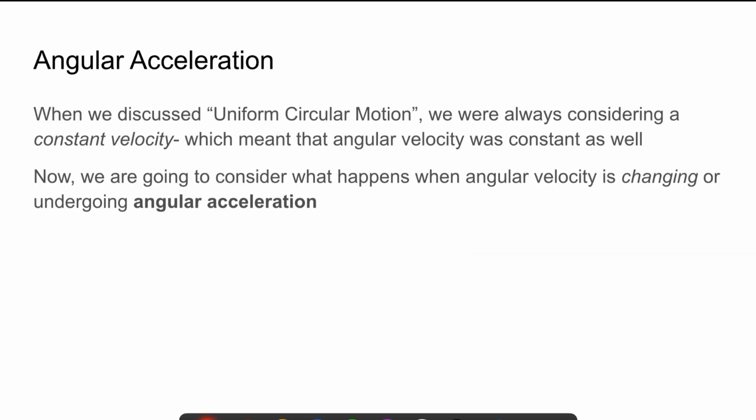So back when we discussed uniform circular motion, we were only concerned with objects moving with a constant velocity, meaning that their angular velocity was constant as well. However, we're going to start thinking about angular velocity as changing, which means obviously there's some acceleration happening as these particles or objects or systems move around in a circle. And that acceleration we call angular acceleration when they're accelerating in a rotational direction or a rotational capacity.